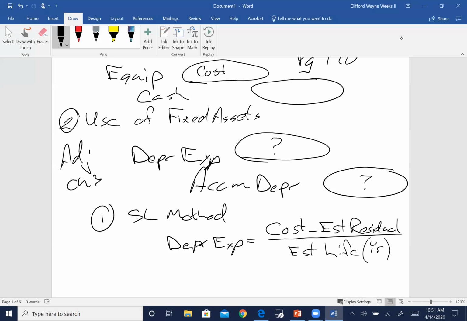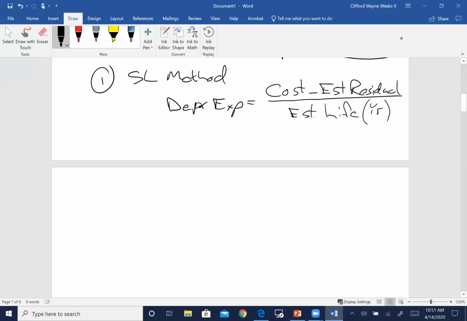Now, in the videos, we walk through the calculations of this. So I'm just giving you the equations. If you want to be able to apply those, go and refer to the videos or work the homework, because you are going to have to calculate the straight line depreciation on the final exam and probably on the quiz. I can't remember.